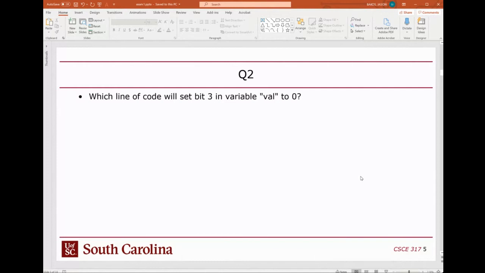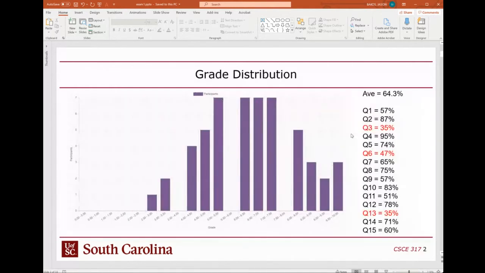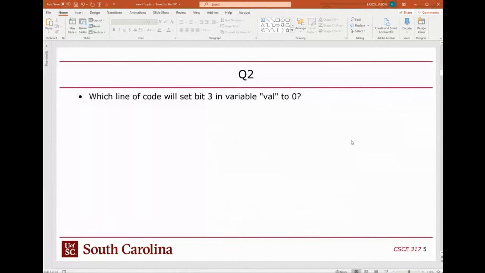Okay, question 2: which line of code will set bit 3 in variable val to 0? Question 2 is 87%, so it looks like this one was pretty easy. You take 1, shift it 3 bits to the left, and then take the complement of that, which will give you a temporary value that's all 1s except for a 0 in bit position 3. And then you AND that with val. It's like a bit mask, and then you use the ampersand equals to assign the result of that back to val. So that was, I think, pretty much read out of the slides.